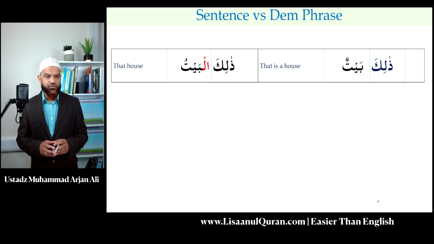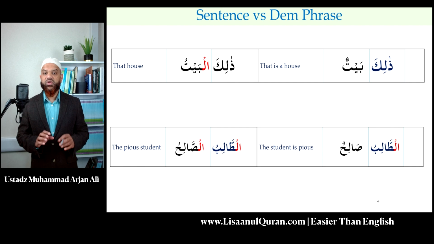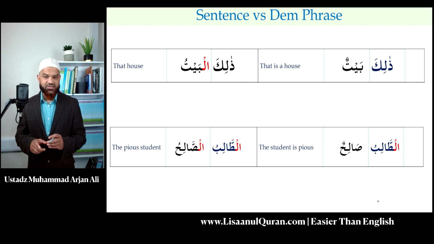One more example for you. ذَلِكَ بَيْتٌ. That is a house. ذَلِكَ الْبَيْتُ. That house. Again, I hope by now you can easily tell the difference between the two and translate correctly. We also had this, if you remember, when we introduced the sentence structure and the descriptive phrase.